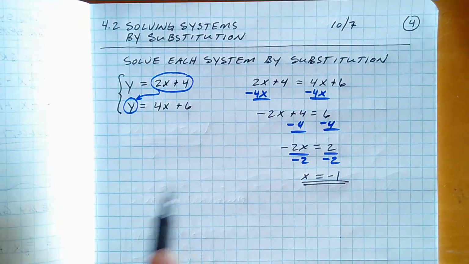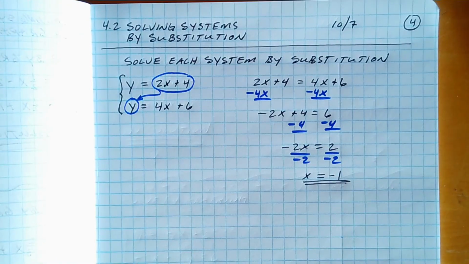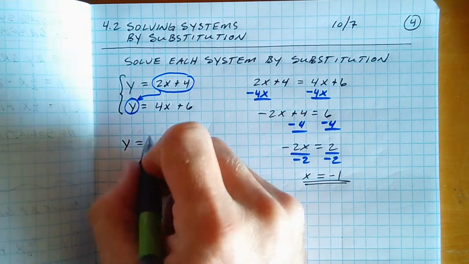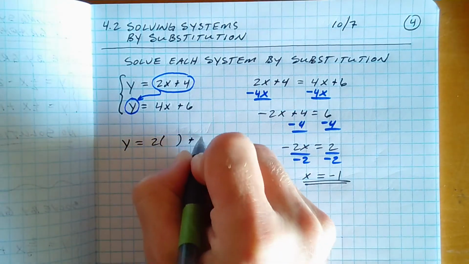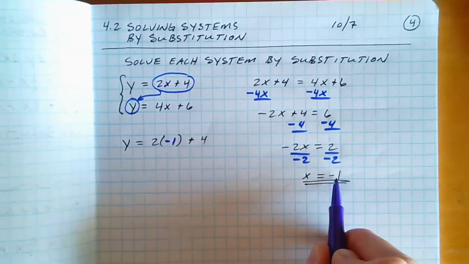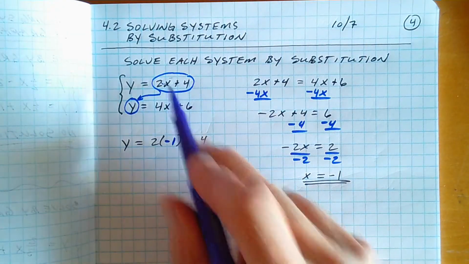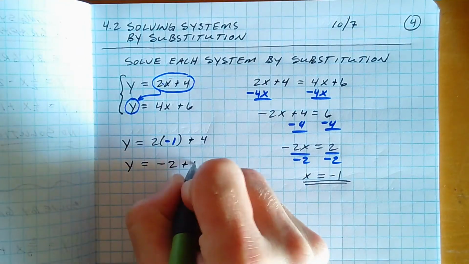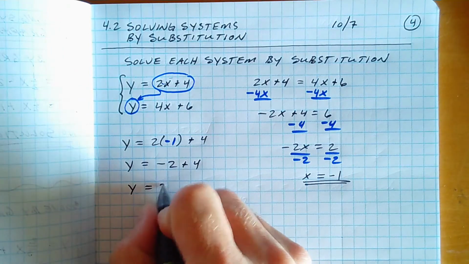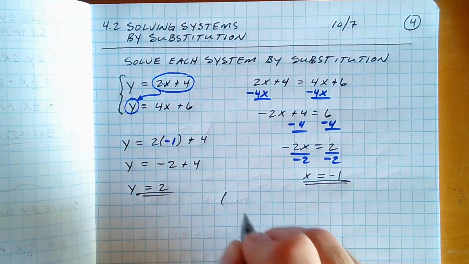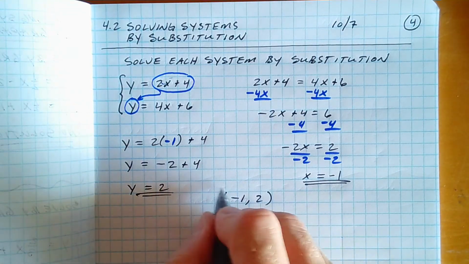So you can choose either equation. Choose the one that's the easiest. And if you can't tell which one's the easiest, just plug it into the top one. So I'm going to find y by plugging in 2 times negative 1, right? I'm substituting this x in right here. And I can tell that y is going to be equal to negative 2 plus 4. y equals 2. All right, so I got the pieces for my answer, but now my answer is going to be negative 1, 2. I'm going to write it as a coordinate.